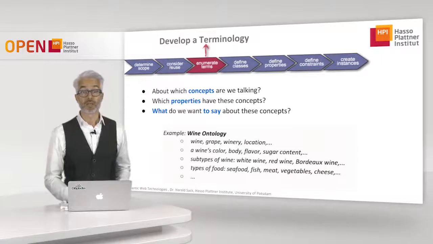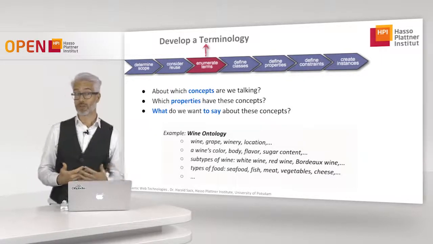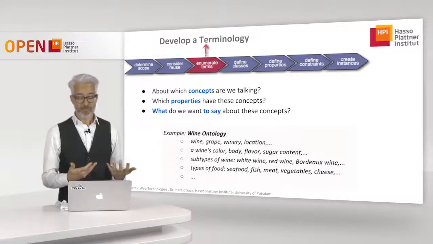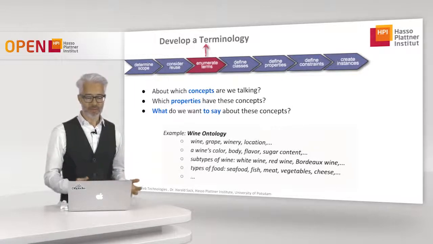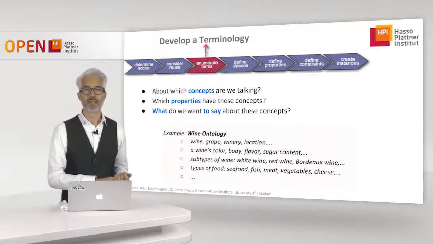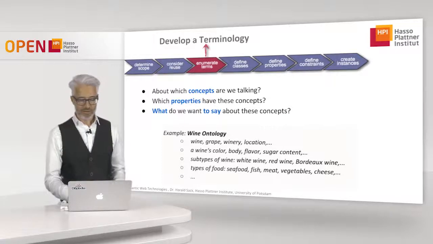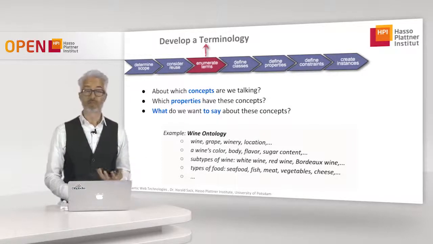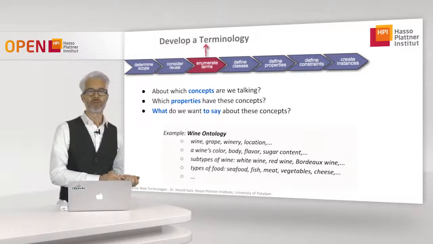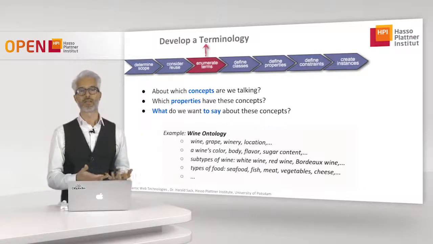So we start creating a new ontology, and the first step we do there is, of course, we have to explore the domain we are talking about. So somehow we have to find all the terms and the concepts we are talking about. What kind of properties do these concepts have? What do we want to say about these concepts? So for example, for the wine ontology, some of the major concepts we want to have in the ontology are wine, grape, winery, location. We want to know about a wine's body, its flavor, its color, its sugar content, and all the stuff.